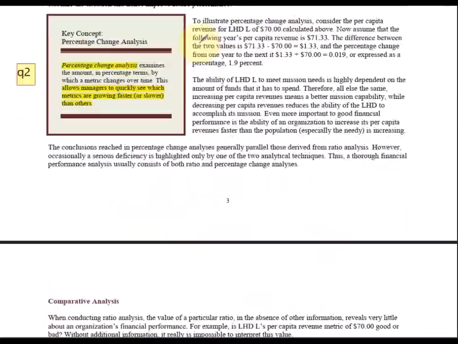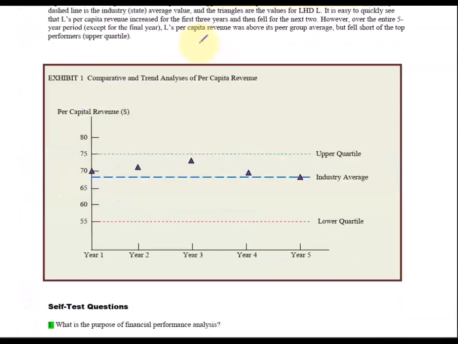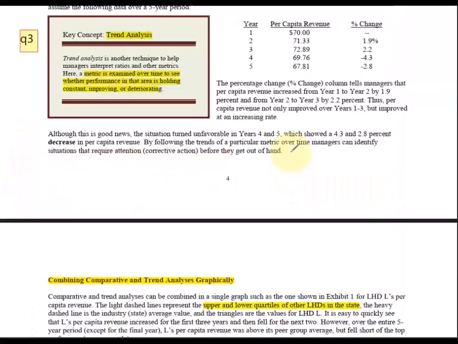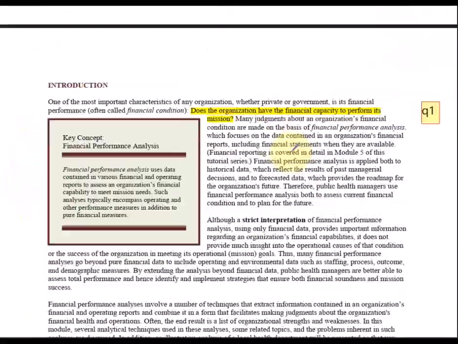Now, as always, if you go down, you'll find the questions for this assignment highlighted right here. And then when you go back up through the readings, you can find right there the clues to where you can get your answers. Now, the first question asks simply, why are you doing this financial performance analysis in the first place?